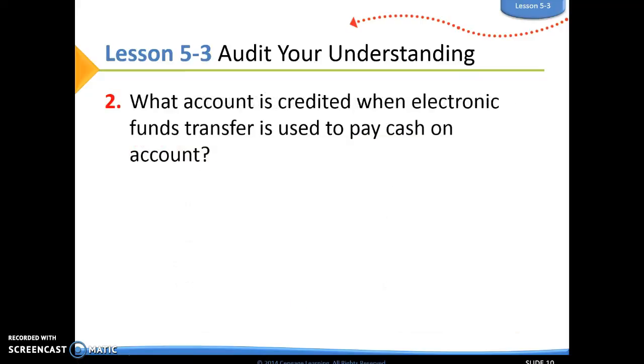Question number 2, what account is credited when electronic funds transfer is used to pay cash on account? Cash. Remember, don't let the electronic funds transfer part trick you. We are still using cash. It's just that we aren't giving them physical cash.